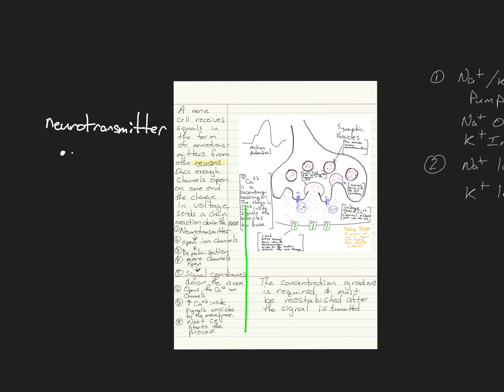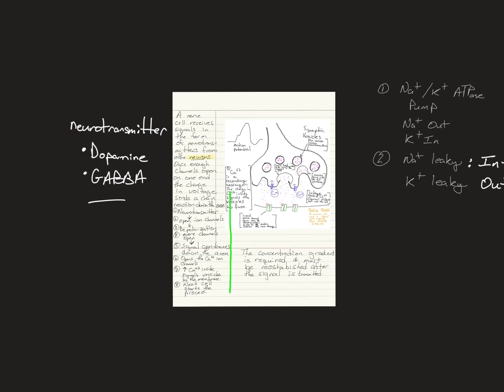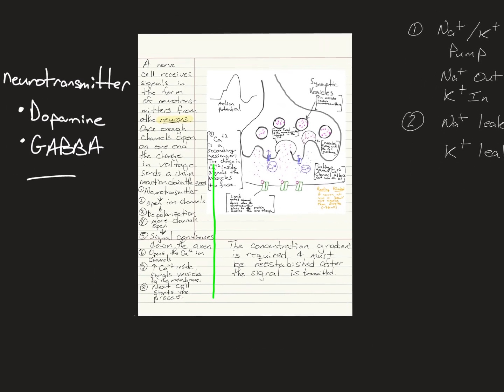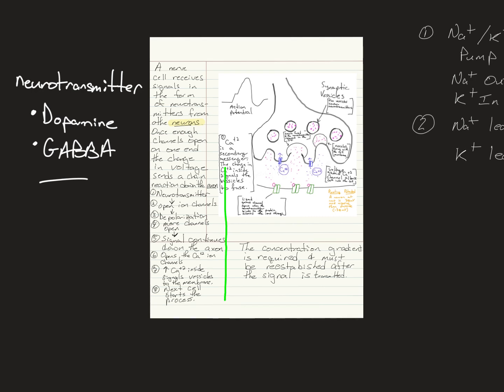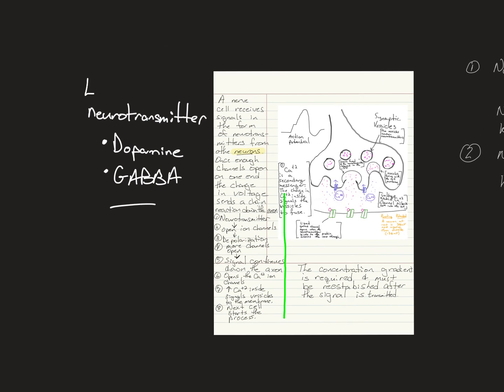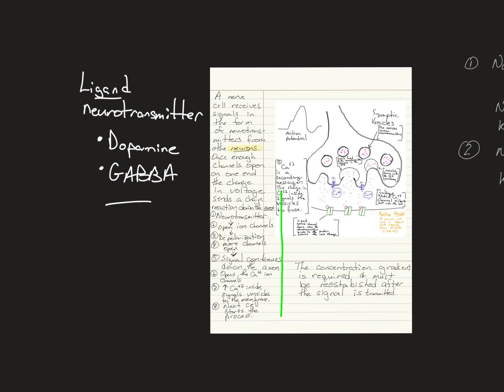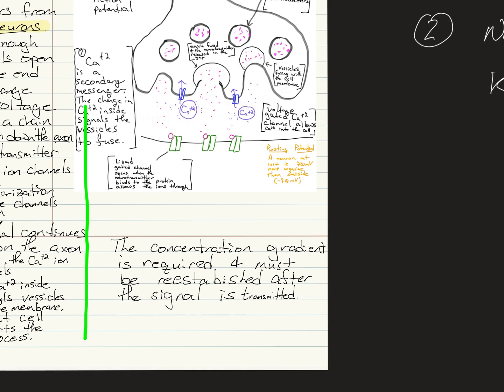Some neurotransmitters are dopamine, GABA. All right. There's others, acetylcholine, there's a number of them. So this neurotransmitter is also known as a ligand. These are ligands, L-I-G-A-N-D. As the ligand binds to the protein, it opens up the protein, letting the sodium flow in.